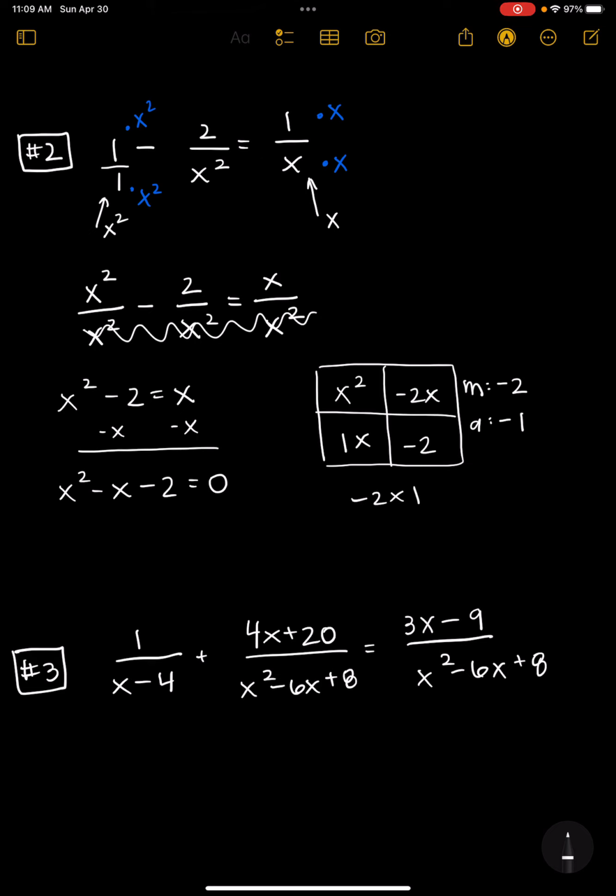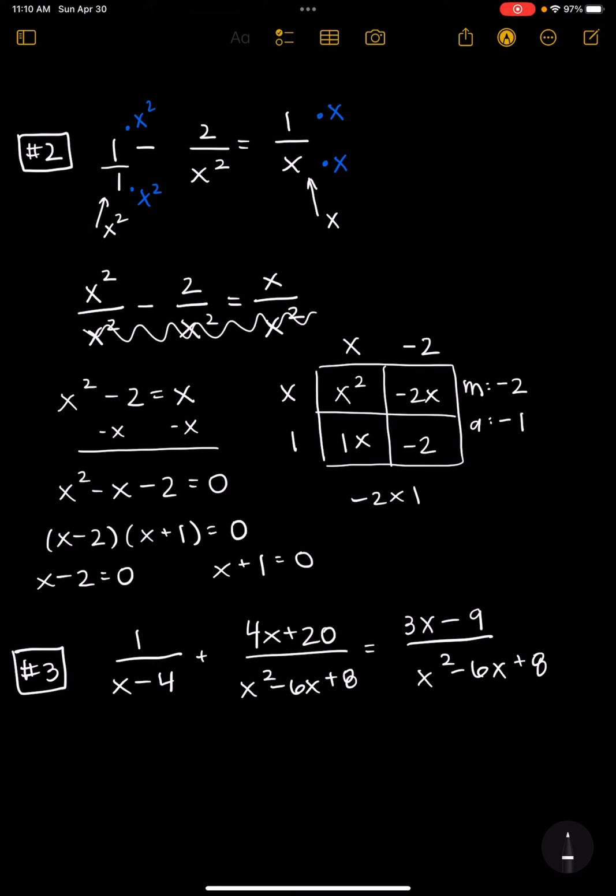The bottom two boxes have a 1 in common. The top two boxes have an x. The left two boxes have an x, and then the right two boxes have a negative 2, which means my factors are x minus 2 and x plus 1. Once I have it in factored form, I can set each chunk equal to 0 and solve. So x minus 2 is equal to 0, x plus 1 is equal to 0.